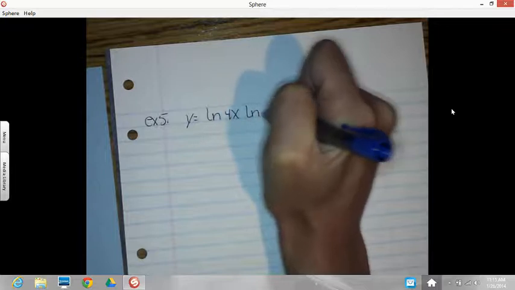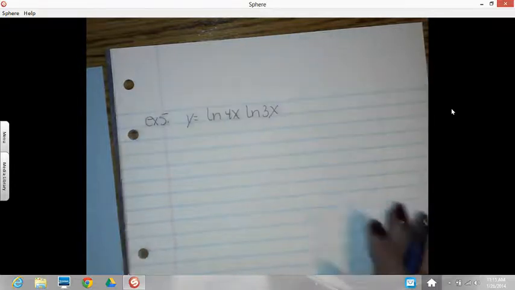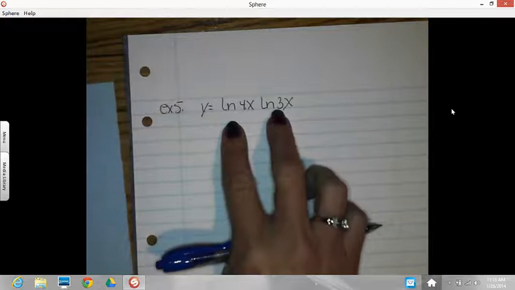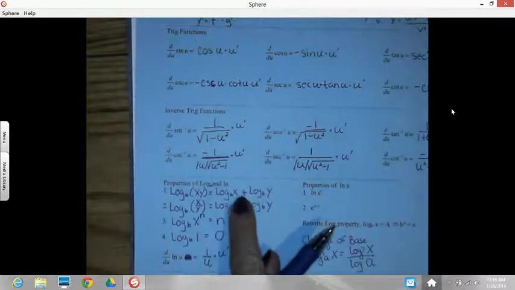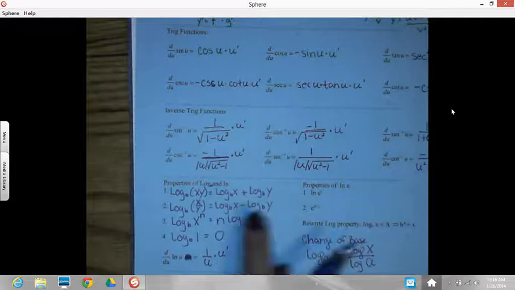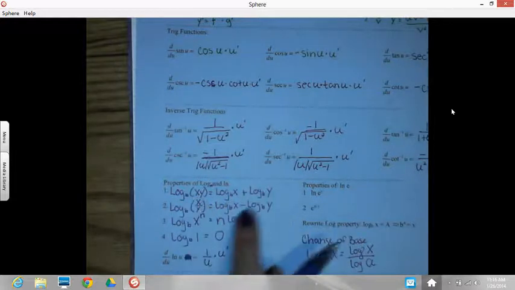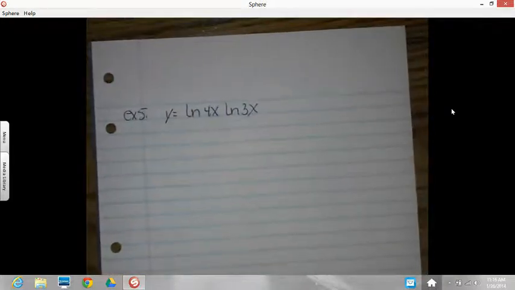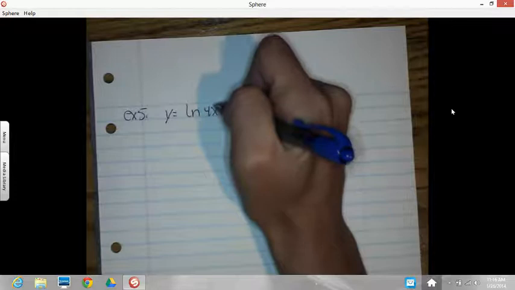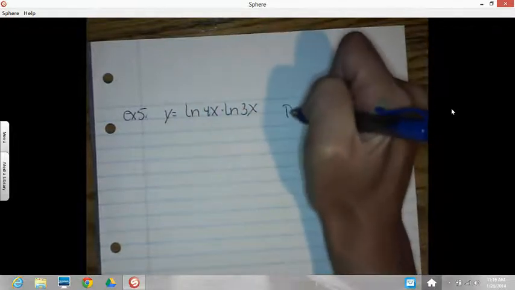Example 5. Y equals natural log of 4x times natural log of 3x. Okay, can I simplify this first? Let me see if I've got a property that has a log times a log. No, I don't. I've got a log plus a log and a log minus a log. Don't get it confused with this one. So I cannot simplify anything here. So what rule am I going to follow to get this derivative? Hopefully, x term times another x term. That's product rule again.